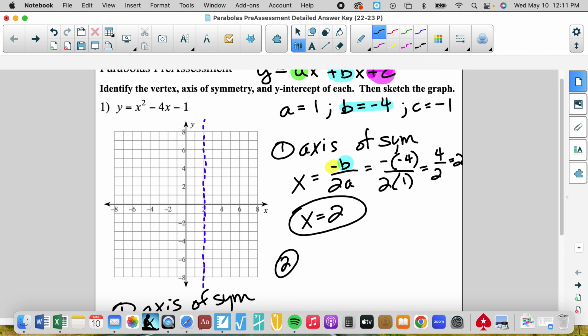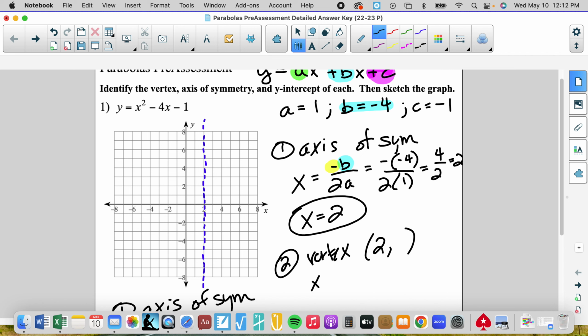It's a guiding line to help us reflect. And also, we know that the vertex lies on the axis of symmetry. So if we're going to find the vertex, the min or the max point, we know that it lies on the axis of symmetry. So the vertex is going to have an x value that is the same as the axis of symmetry.